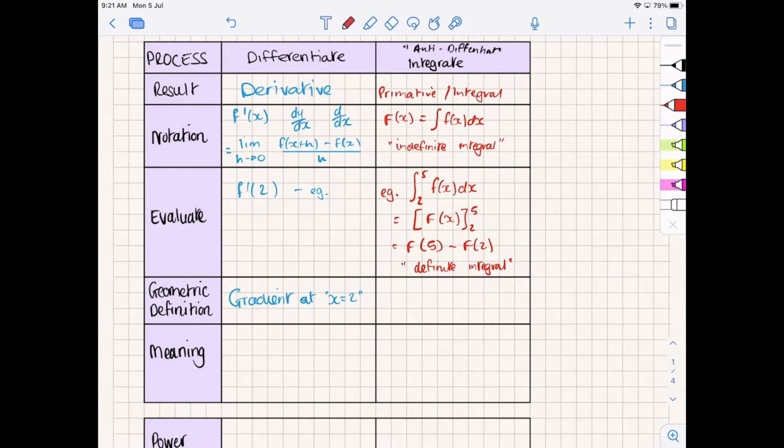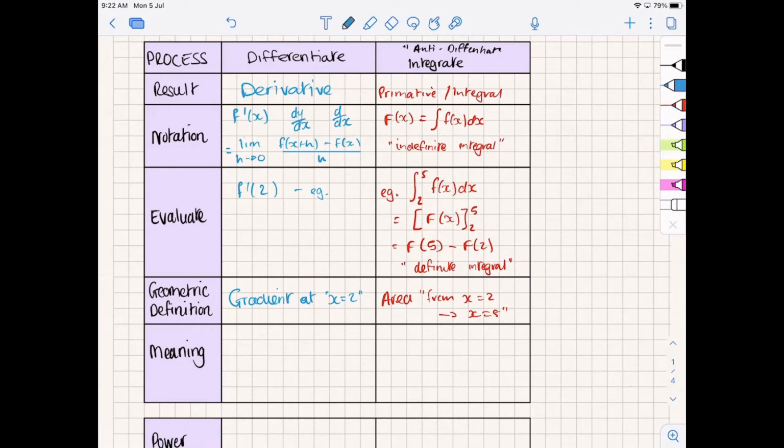What about integration? What does integration give me geometrically? It gives you the area under the graph. In my example, it would be from x equal to 2 all the way to x equal to 5. That's just an example. In reality, it would be from A to B.